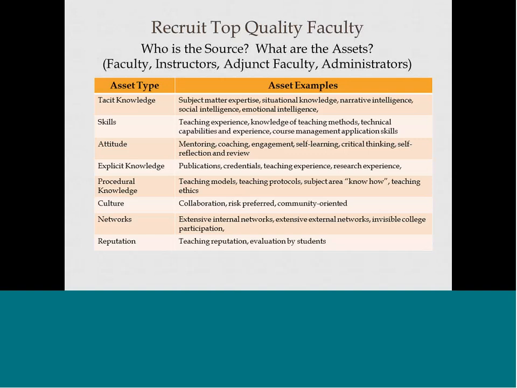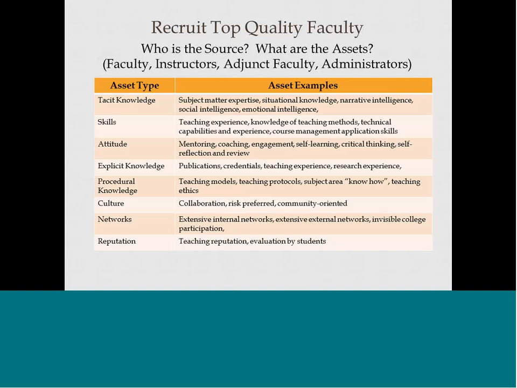In terms of skills, again, we need knowledge of teaching methods, experience, technical capabilities, course management, application skills. In terms of attitude, the most important attitudes of faculty, I think, are mentoring, coaching, engagement, self-learning, critical thinking, self-reflection, and review. In terms of explicit knowledge, we would have publications, credentials, teaching experience, research experience. Procedural knowledge, faculty need to have knowledge of teaching protocols. They need to have subject area know-how, knowledge of teaching ethics, teaching models.